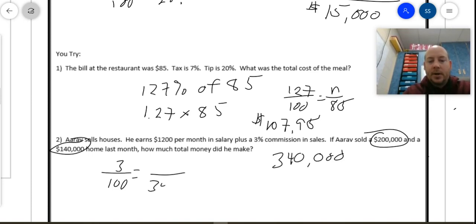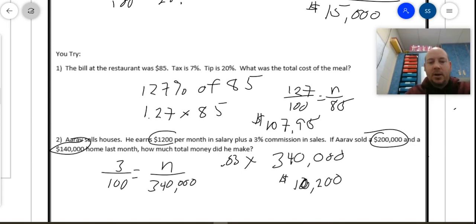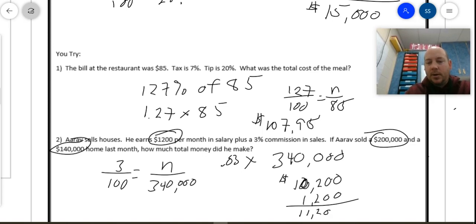So if we calculate that, there's your proportion, or you could do 0.03 times 340,000. His commission would be $10,200. Again, that's his pay for selling that. Plus, he has a salary of $1,200. Salary is what you get paid for doing your job, so if you didn't sell any houses, you'd only be getting 1,200, but he's getting that extra 10,200 as his commission. So in total, it would be $11,200.